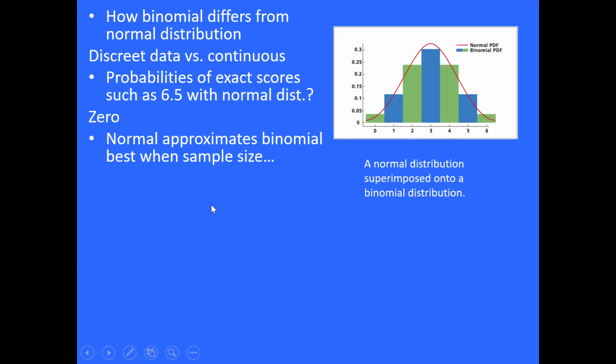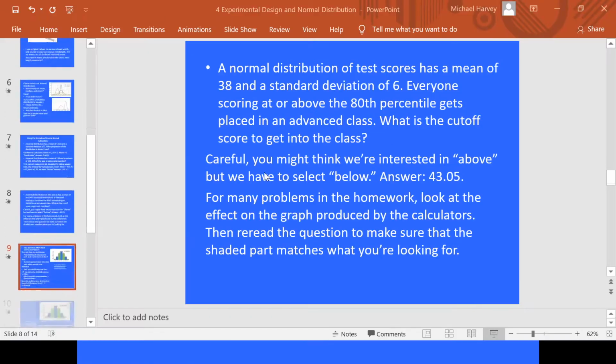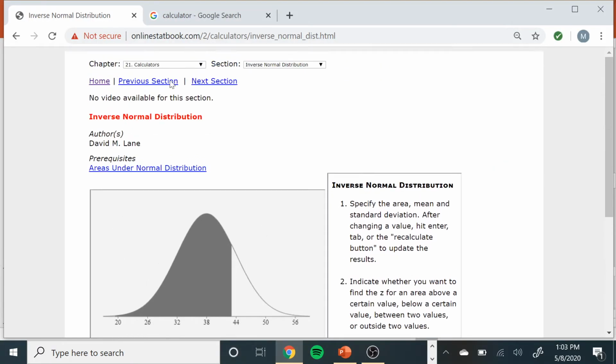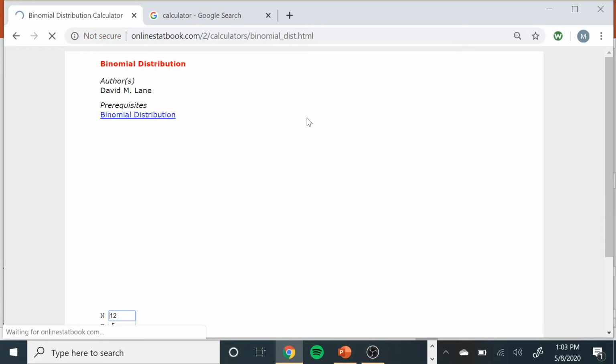Okay. So how about an approximation? How close is this normal distribution to a binomial distribution? How does sample size affect that? Well, this may be easier to show by playing around with a binomial distribution. So I'm going to do that by going back to the calculators here and pulling up a binomial distribution.